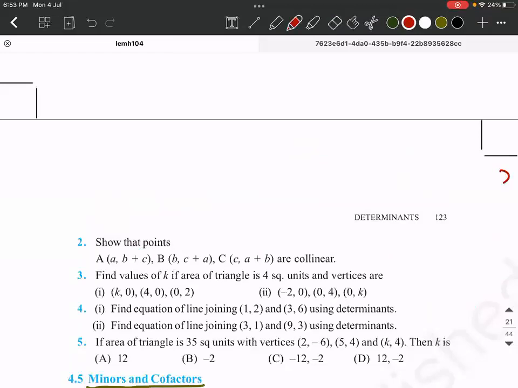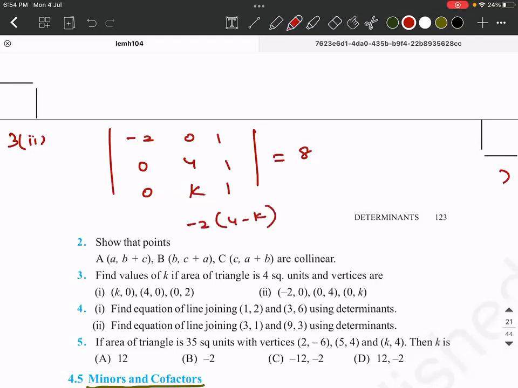So for the third one, half of the determinant of minus 2, 0, 1, 0, 4, 1 and 0, k, 1 is equal to 4. Can I write it as 8? So minus 2 into (4 minus k) minus 0 into something plus 1 into 0 is equal to 8. This will cancel the 4 times. But I need to mention plus or minus 8, because I don't know whether the determinant will come out positive or negative. So I'm not cancelling this 2; I leave it as minus 2. So minus 8 plus 2k is equal to plus or minus 8.